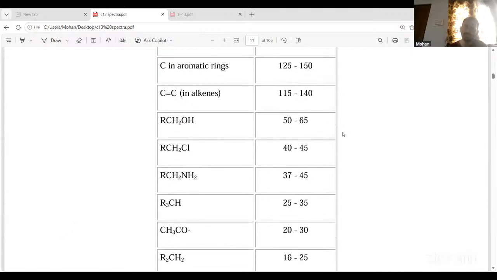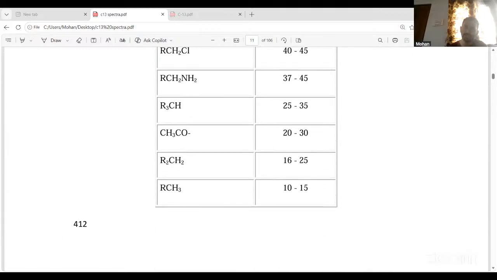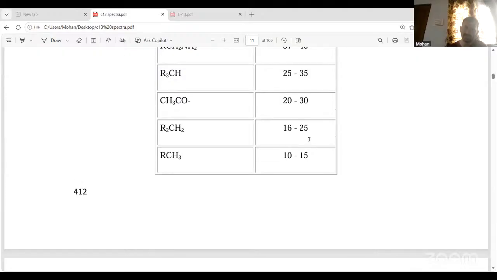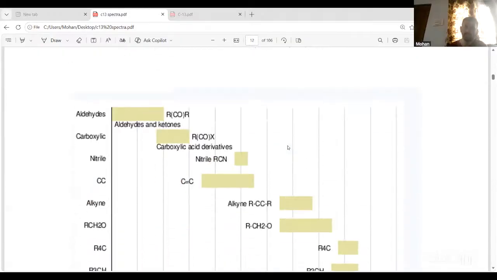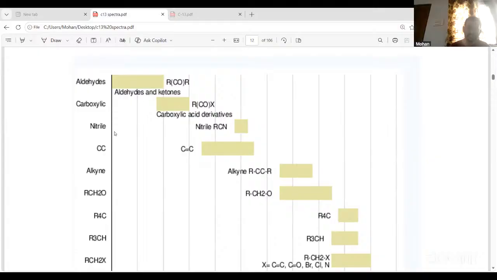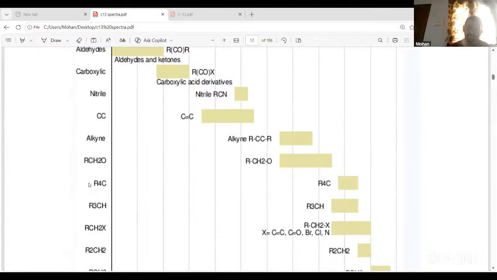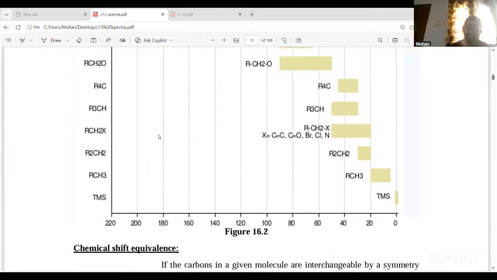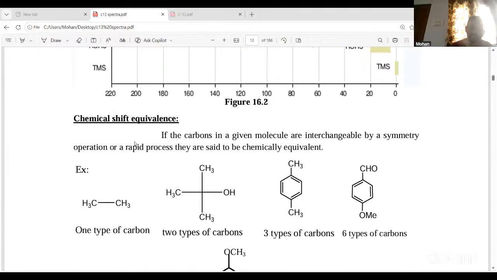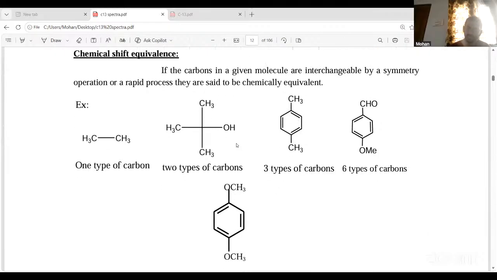Okay. But when it is a tertiary carbocation, the value is very high. That is 334, no, sorry, 334 ppm. Right. So the functional groups mentioned can be seen in this table. Now we'll see some individual compounds, their chemical shift values, and the chemical equivalence of these compounds.